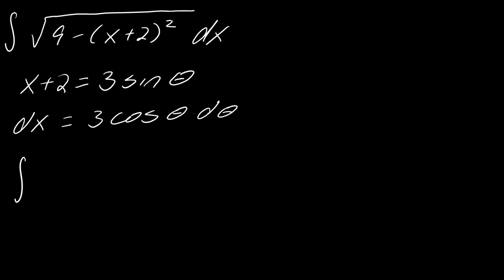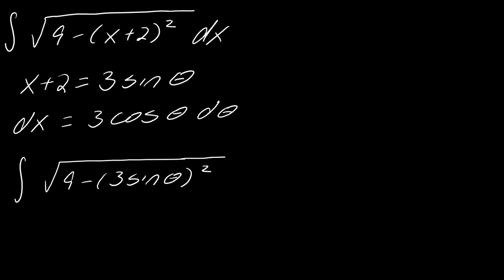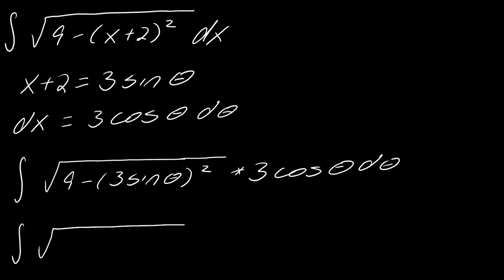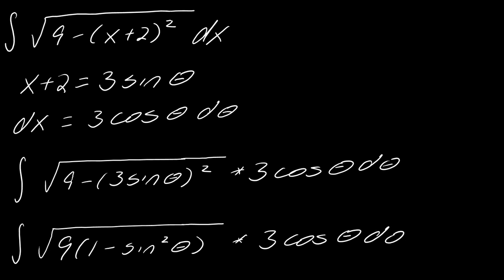Okay, and so now we're just going to make our happy little substitution. And then replace my dx with 3 cosine theta d theta. So I'm going to have that this is going to be 9. I'll just factor the 9 out. So this becomes 1 minus sine squared theta. And then this is times 3 cosine theta d theta.